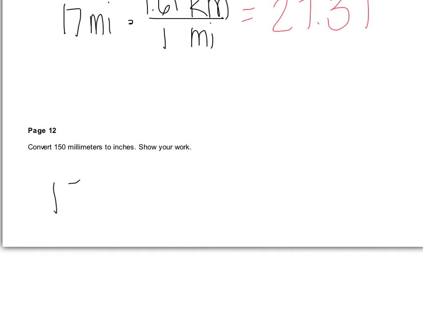The next one says to convert 150 millimeters to inches. So I'm going to take the number 150. I know I'm going to have to multiply it by a fraction. I'm converting to inches, so that goes on top.